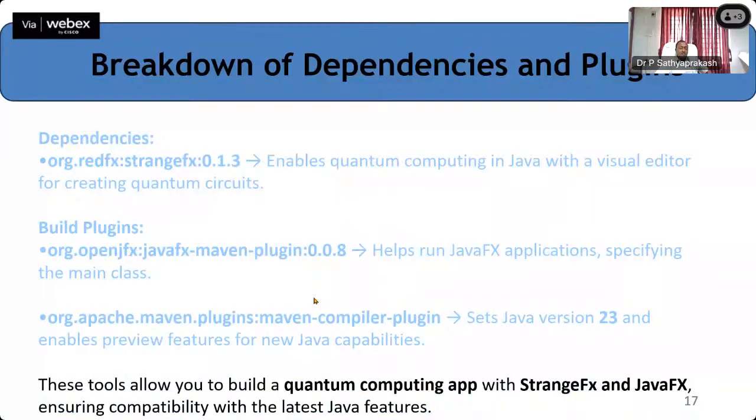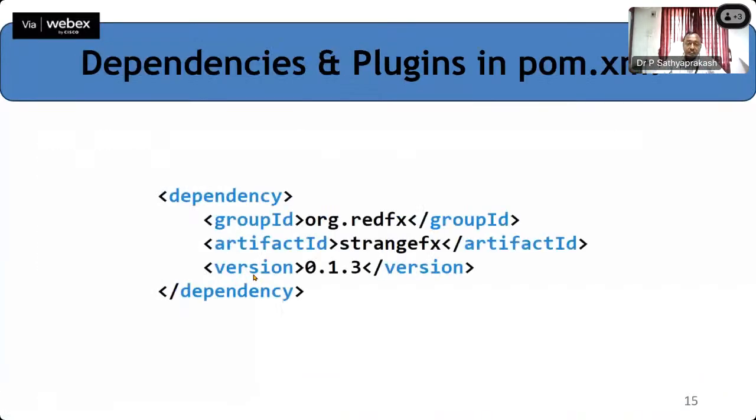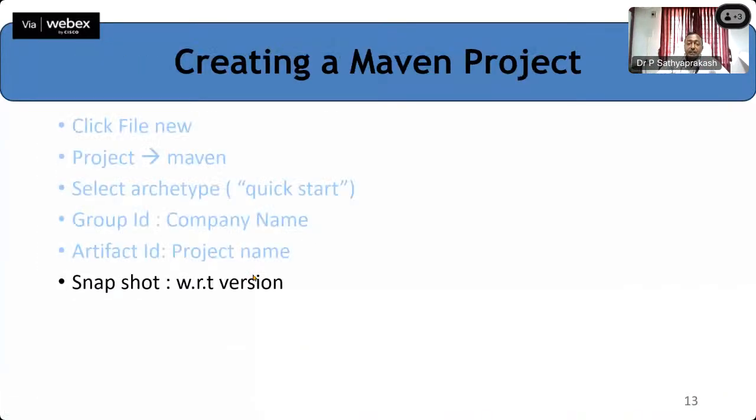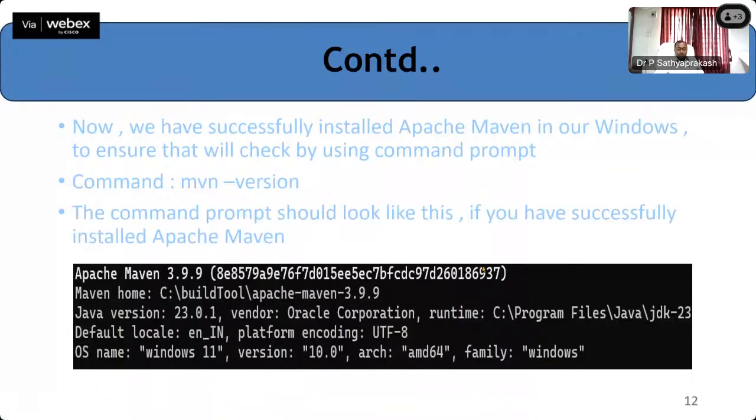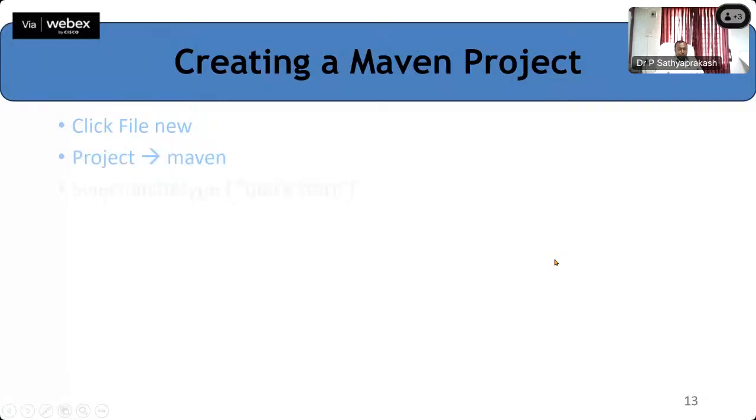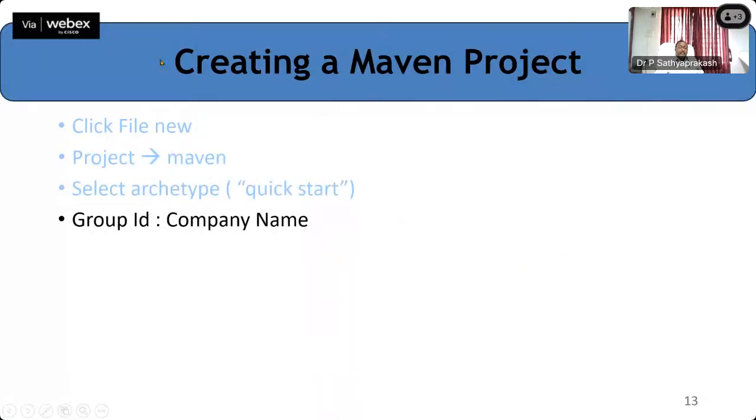Right now this is about Java and Maven project. Before going to Java, the system should have Java successfully installed. Then we need to install Maven, configure the path, then create the Maven project. Once we create the Maven project, inside the project there is a file called pom.xml. So this is to be followed while creating your Maven project.